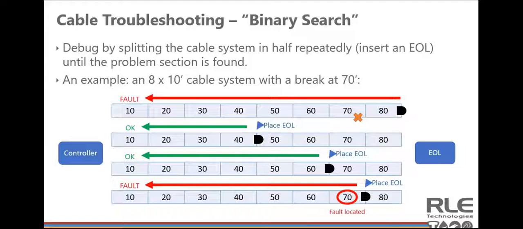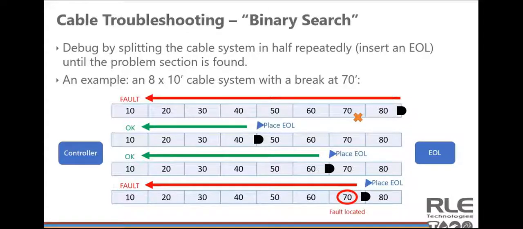So I think the best way to demonstrate what I'm talking about here is just through an example. So in this example, I have 80 feet of cable, 8 10-foot sections with a break at 70 feet. On your controller, you're going to read that there's a fault, but that's all you know. You don't know where on the cable the problem is occurring. So binary search, what I'm recommending is you split the cable system in half repeatedly until you're able to find the section of cable with the problem.